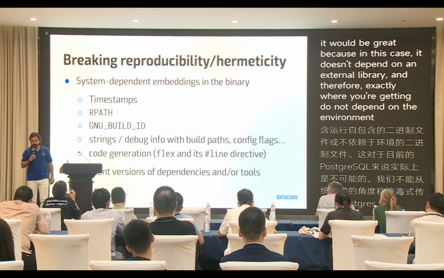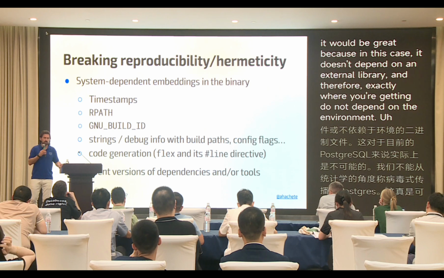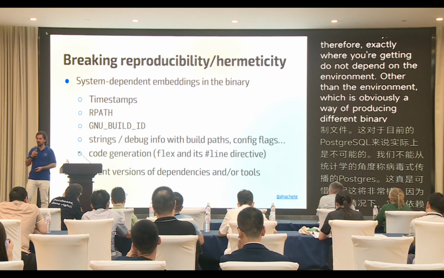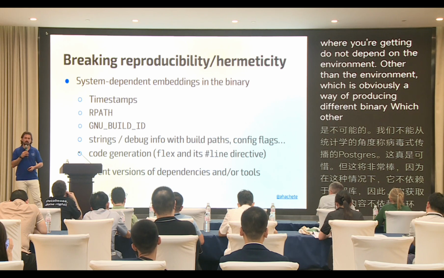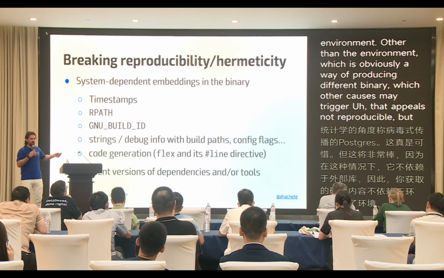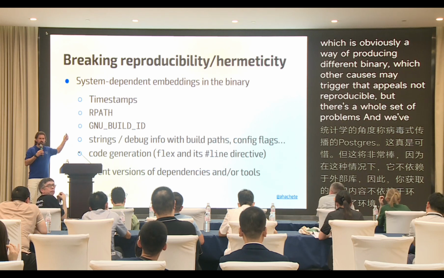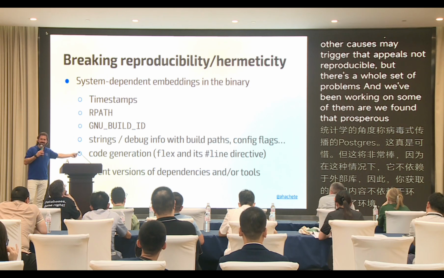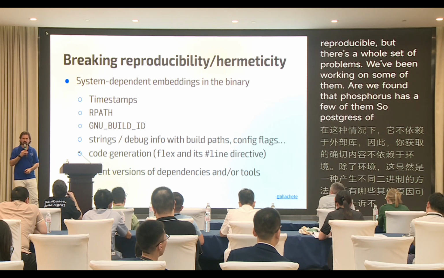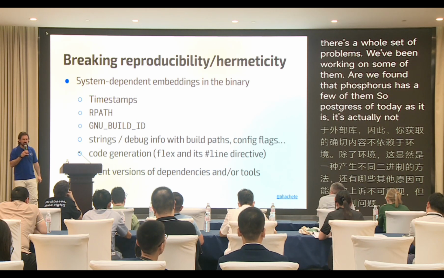So, other than the environment, which is obviously a way of producing different binaries, which other causes may make a build not reproducible? Well, there's a whole set of problems. We've been working on some of them, and we found that Postgres has a few of them. Postgres, as it is today, is actually not building in a reproducible manner for most cases.